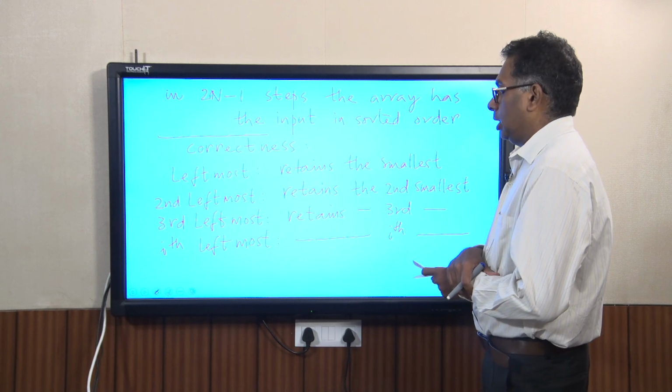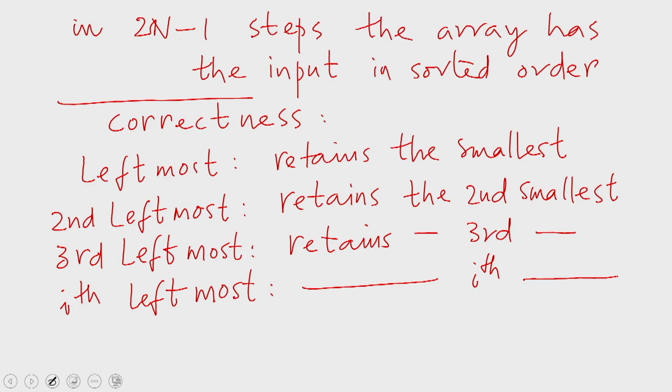Therefore, when the algorithm terminates, the ith leftmost processor will contain the ith smallest element and therefore the input will be in sorted order, which proves the correctness of the algorithm, which establishes that the algorithm indeed sorts the input correctly.